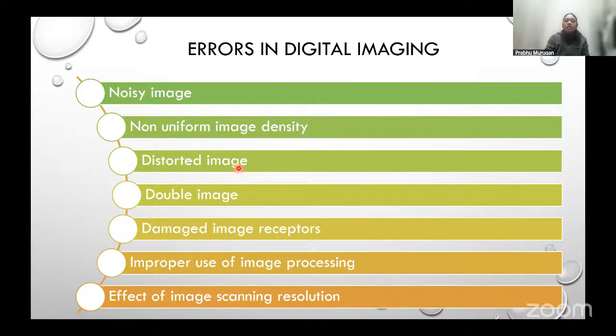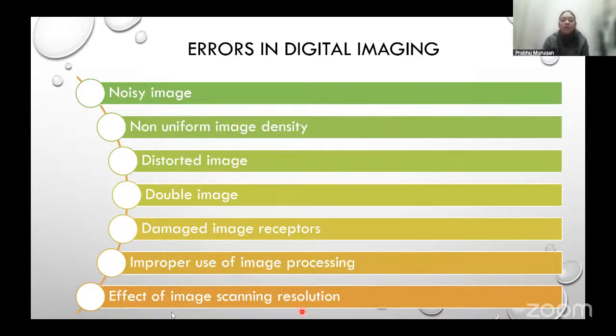Distorted image: most commonly because of a positioning error, like the patient moving during the X-ray exposure. Double image, like I told you, is most common with the PSP, but nowadays because of the automatic erasing system, that is not existent. Damaged image receptors: your sensor can sometimes be bent or broken, and because of that there can be a distorted image. Improper use of the image processing: if the processing system itself has some fault, it can cause errors.